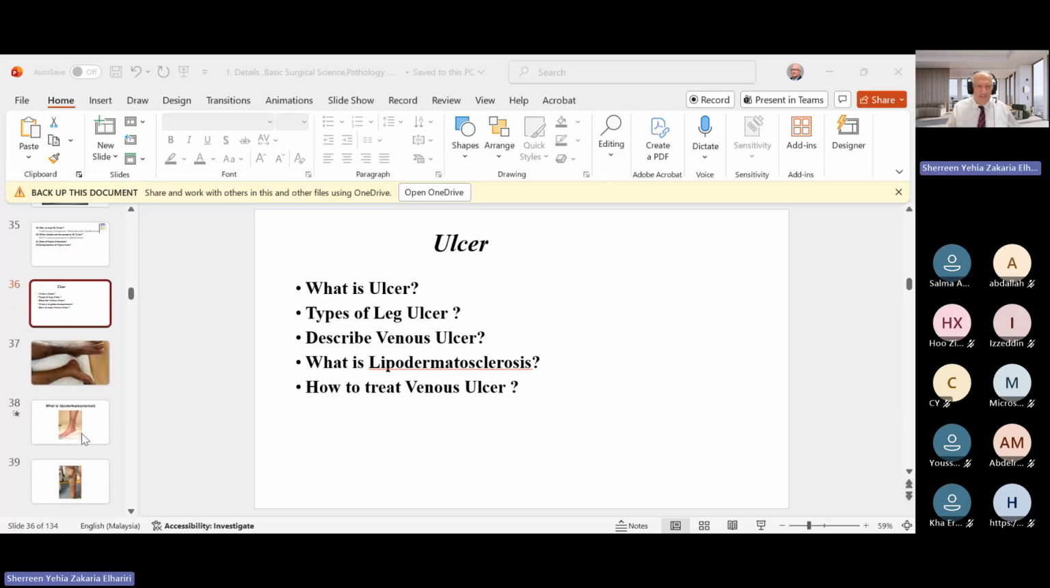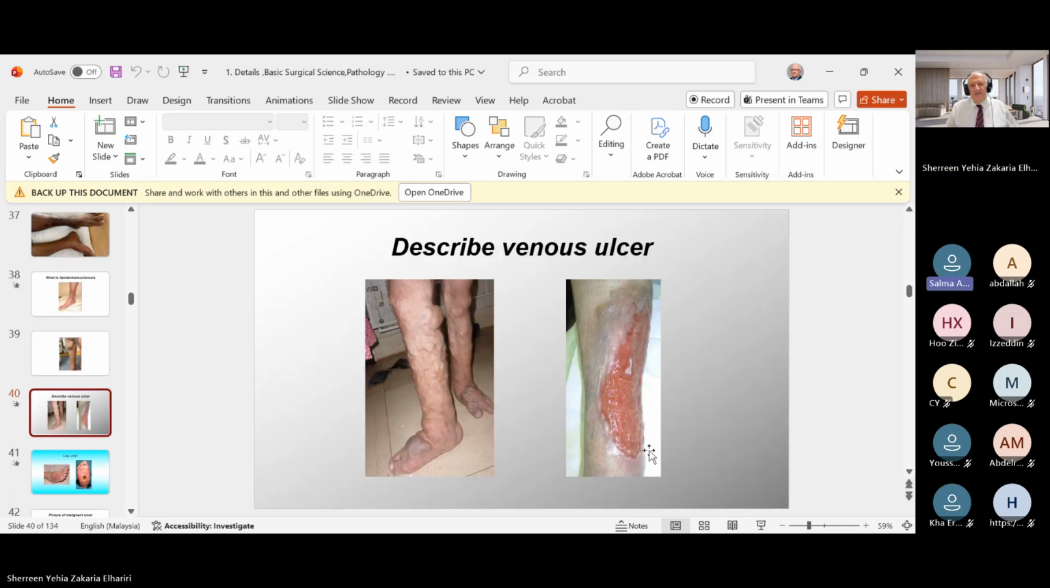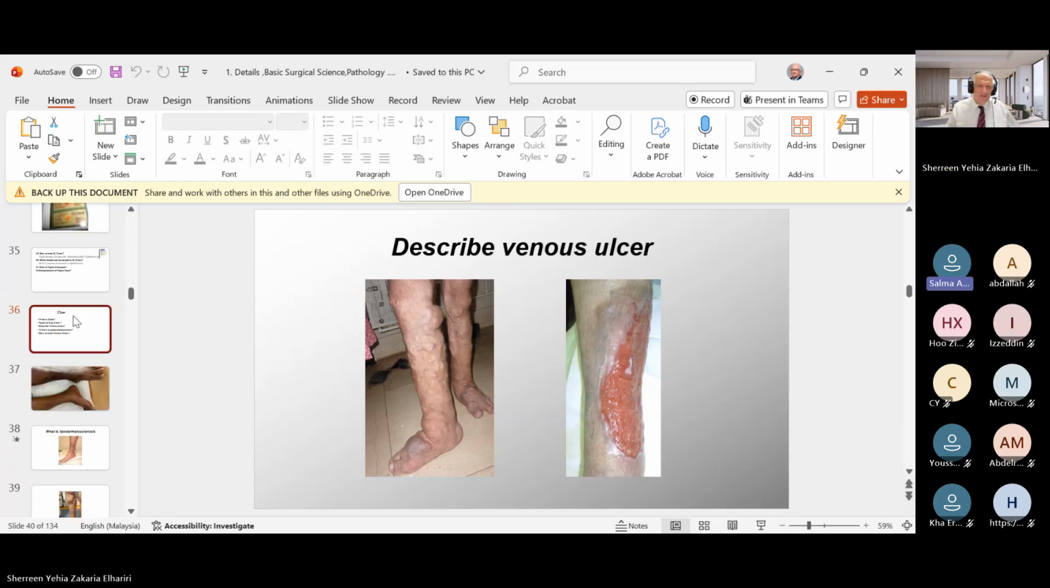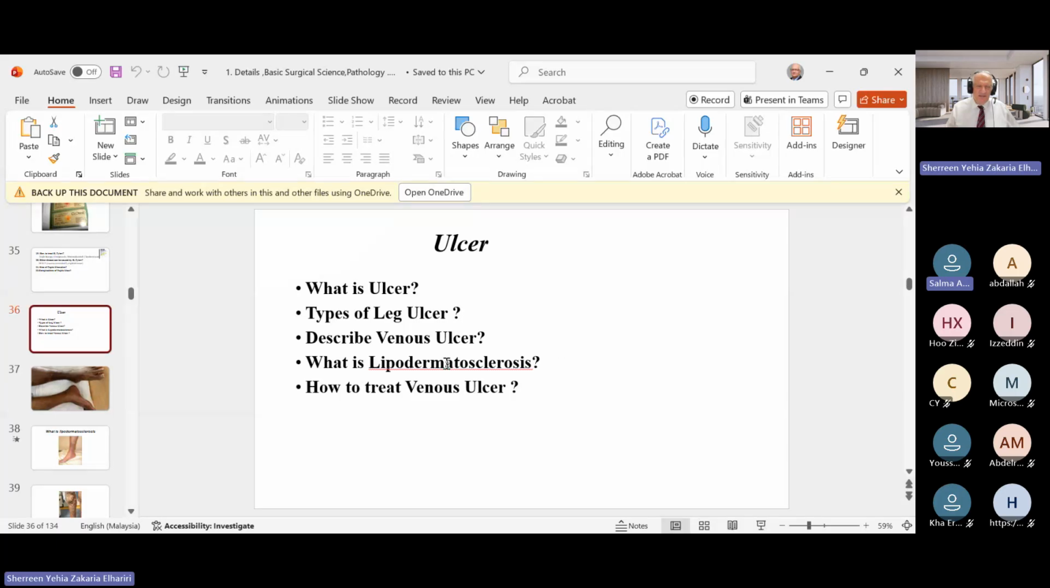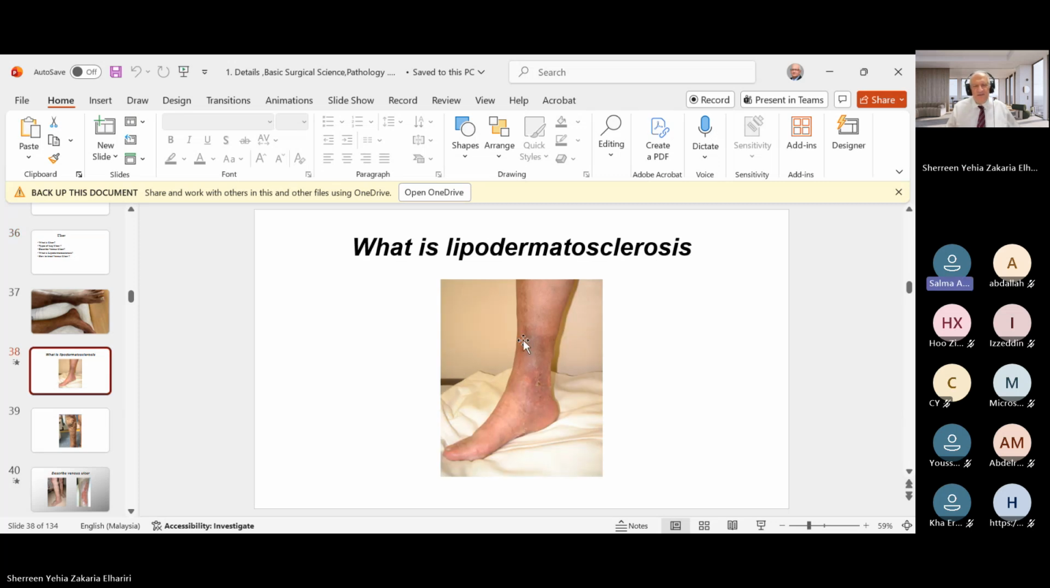Okay. What is the character of venous ulcer? It mainly is at the gaiter area. The shape is irregular. The edge is a sloping edge, usually surrounded by an area of granulation tissue. Surrounded by lipodermatosclerosis. What is lipodermatosclerosis? Deposition of hemosiderin. So why does this hemosiderin come?